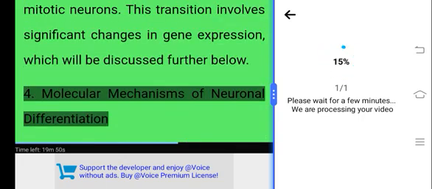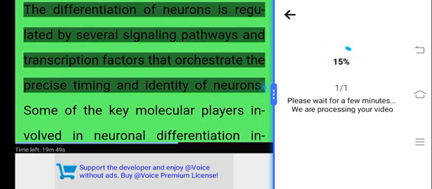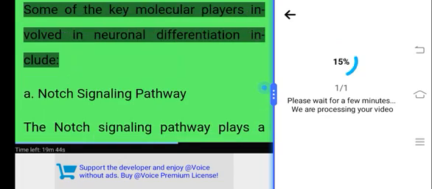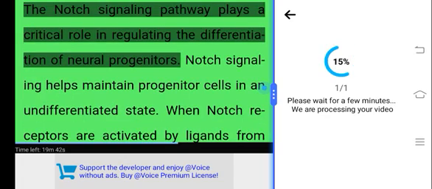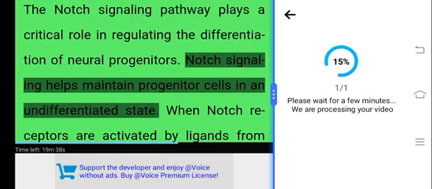4. Molecular mechanisms of neuronal differentiation. The differentiation of neurons is regulated by several signaling pathways and transcription factors that orchestrate the precise timing and identity of neurons. Some of the key molecular players involved in neuronal differentiation include A. Notch signaling pathway. The Notch signaling pathway plays a critical role in regulating the differentiation of neural progenitors. Notch signaling helps maintain progenitor cells in an undifferentiated state.